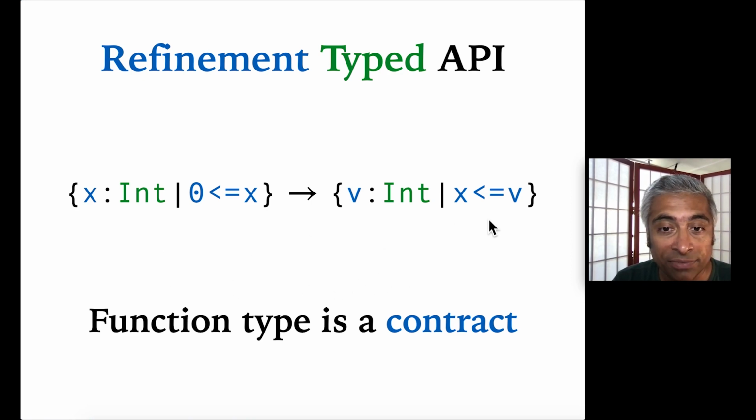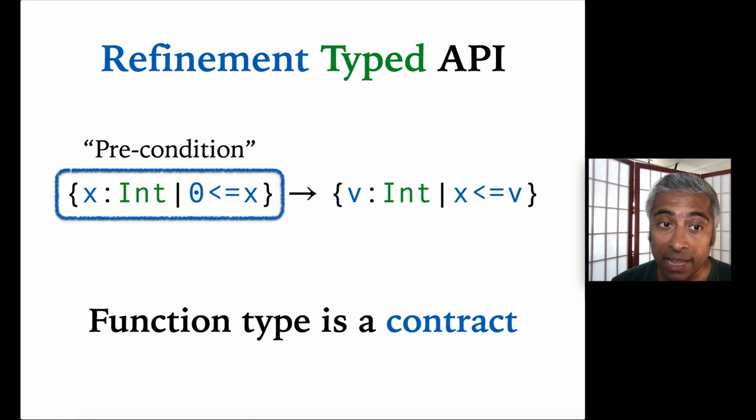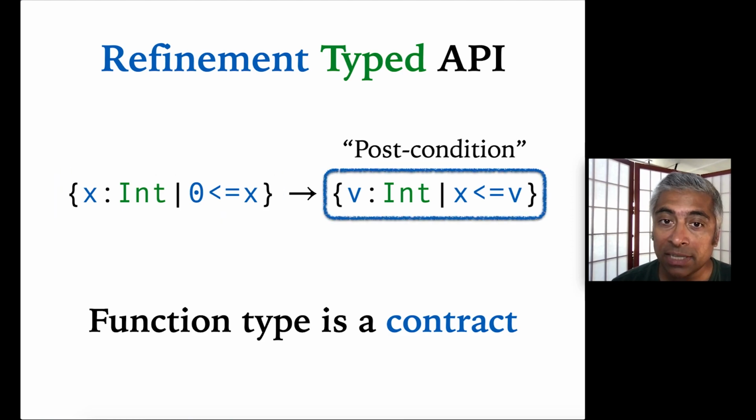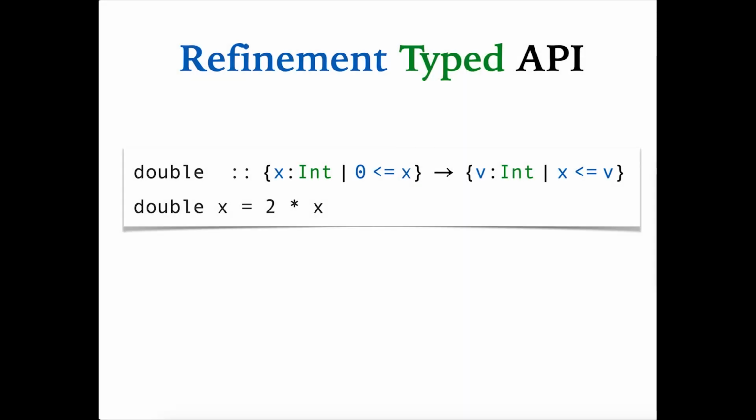For example, this function type describes a contract which says that the function must be given inputs that are non-negative and returns as outputs values that are greater than this input x, which is the thing that we named in the input precondition. So this is what is called a dependent type. Now let's see how we go about checking such types.